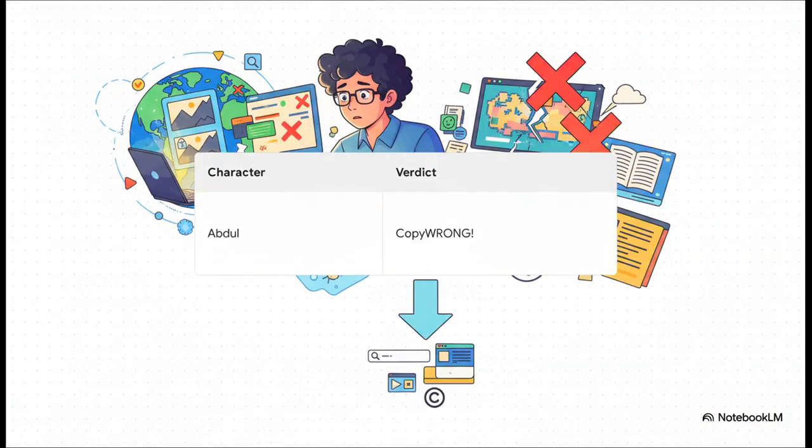Now, what about Abdul finding the same picture on Google? His decision was copy wrong. This is a really tricky one, but it's so important. The key thing to remember is that where you get the picture from matters most. The one on the special copyright-free site was fine, but the exact same picture found on Google could be from a different website with totally different rules. You have to check the source every single time.